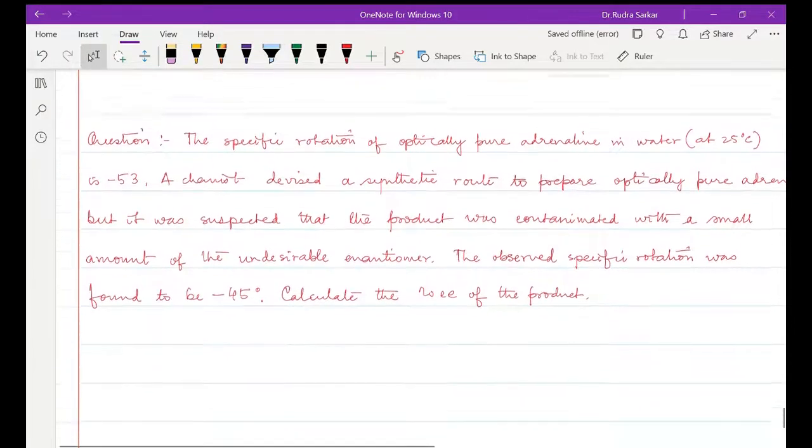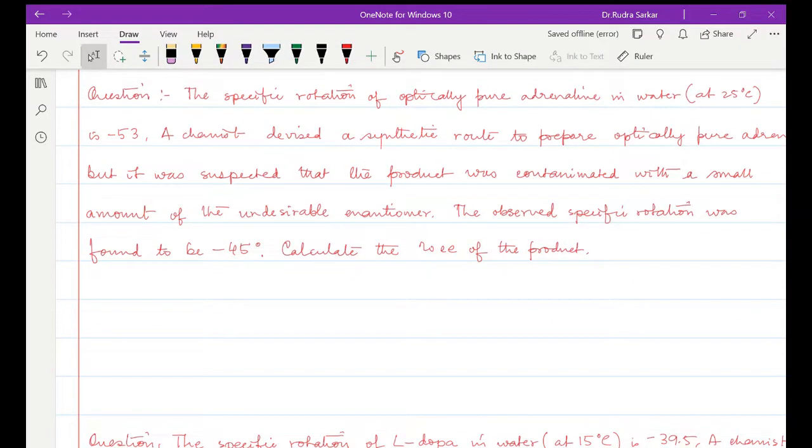Okay, so we have now a problem which is related to enantiomeric excess. Okay, and we have to find out a method to solve this problem. So it has been given to us what? A specific rotation of a optically pure. Okay, this word is important. Is this? A chemist devised a synthetic route to prepare optically pure adrenaline and it was suspected that the product was contaminated with small amount of undesirable enantiomer. The observed specific rotation, okay, was found to be this.